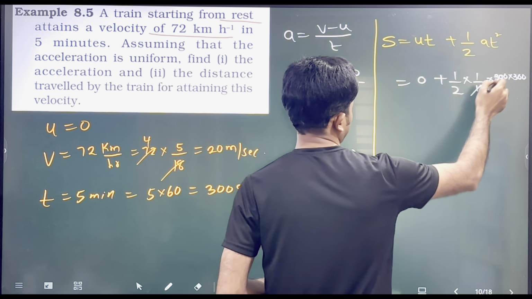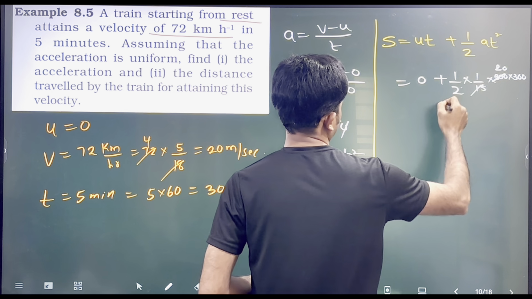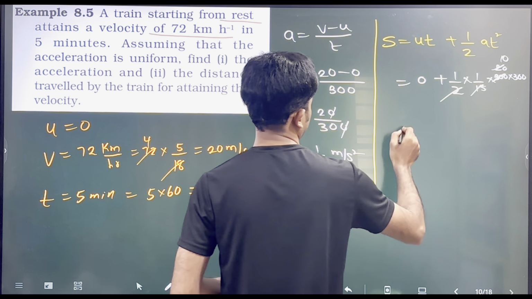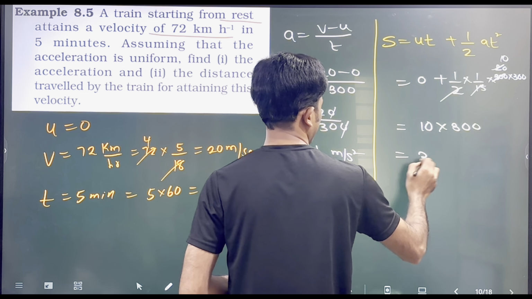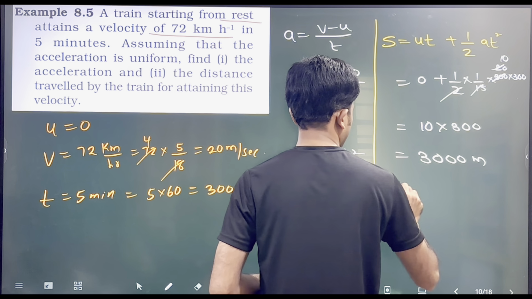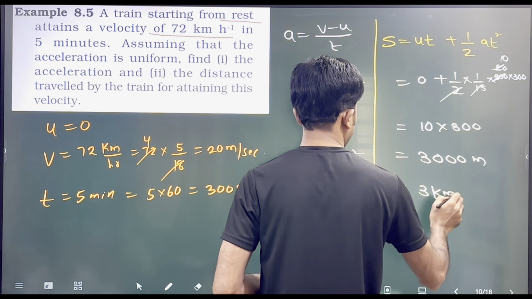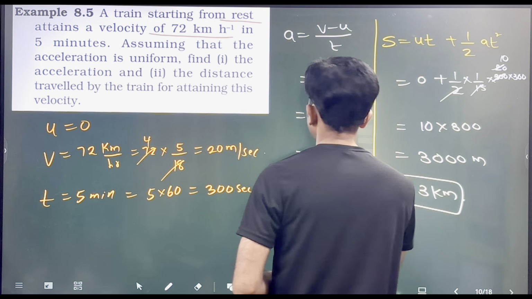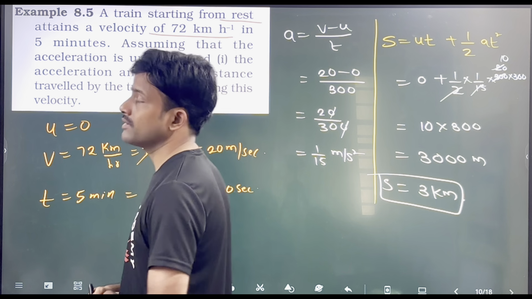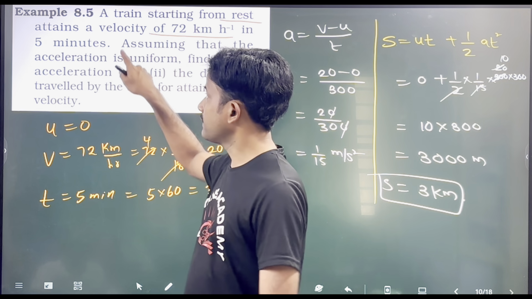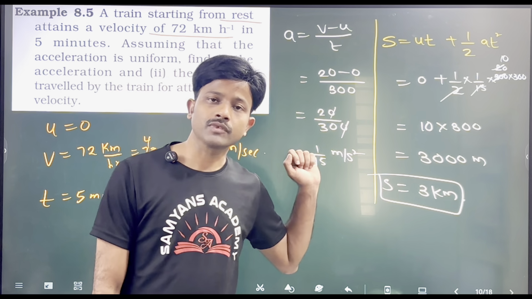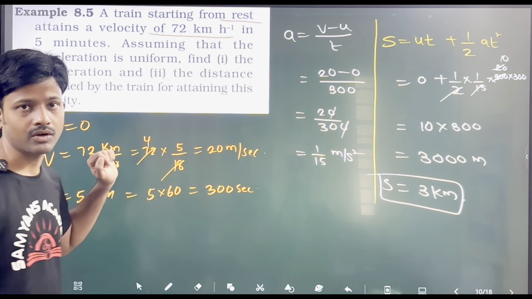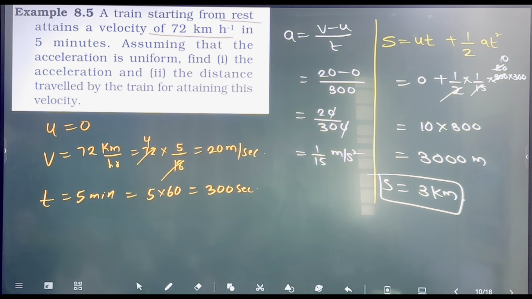So 15, how many times is it in 300? 2 how many times? 10 times. So 10 into 300 is 3000 meters. 3000 meter equal to how many kilometers? 3 kilometers. That means the train starts from rest and attains a velocity of 72 kilometers per hour within 5 minutes, and it covers how much distance? 3 kilometer distance, or 3000 meters distance. Okay, this is your answer. Okay, shall we move? Yes, right.